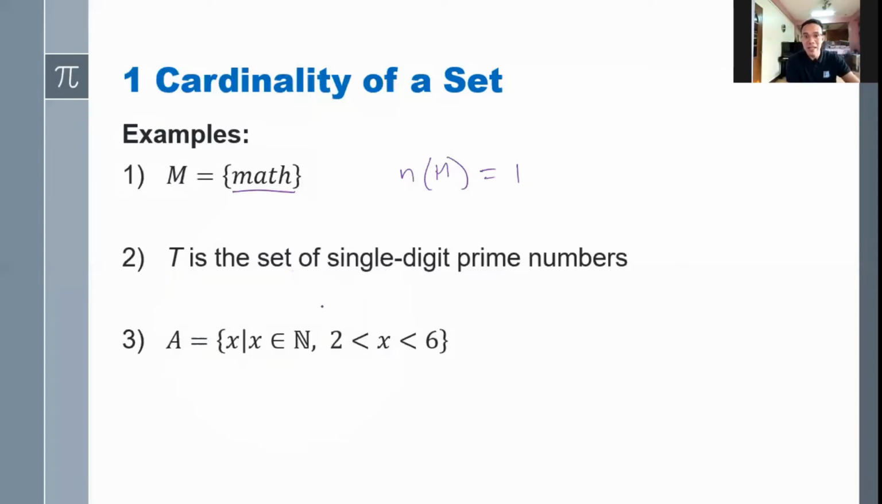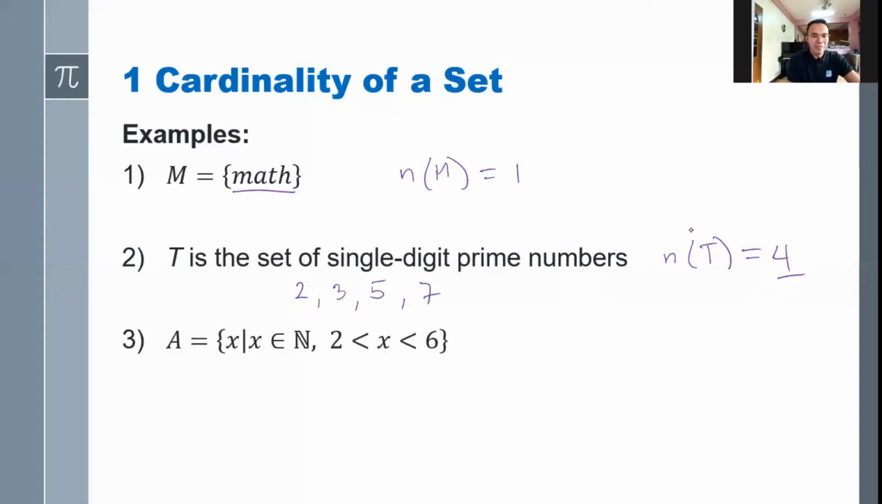Number 2, T is the set of single-digit prime numbers. What is the cardinality of set T? What is the number of elements in set T? So the first thing we're going to do is to identify the single-digit prime numbers. And these numbers are 2, 3, 5, and 7. There are 4 single-digit prime numbers. Therefore, the cardinality of set T, written as n of T, is 4. Again, 4 is the number of elements in set T.